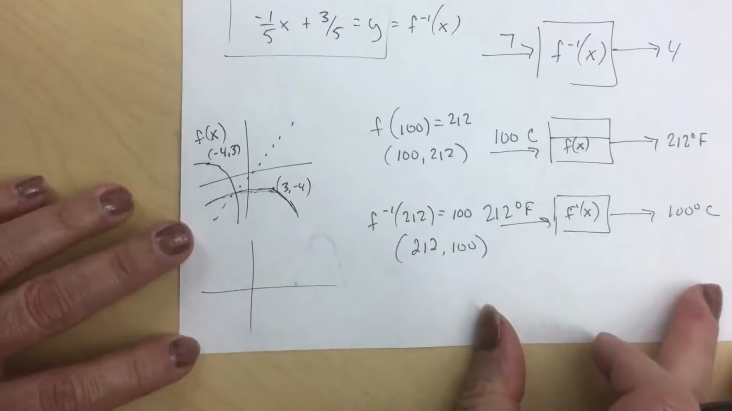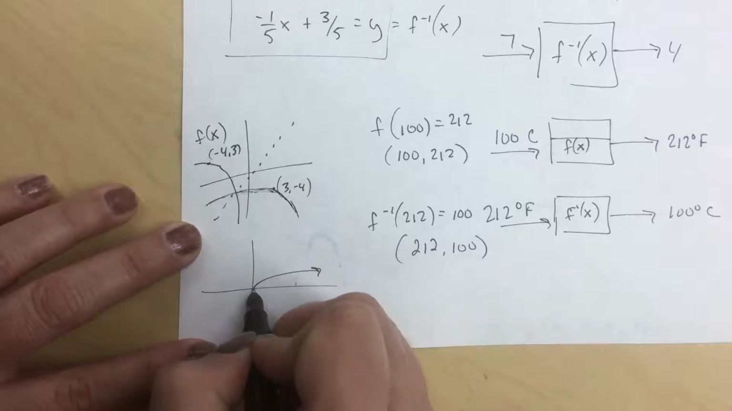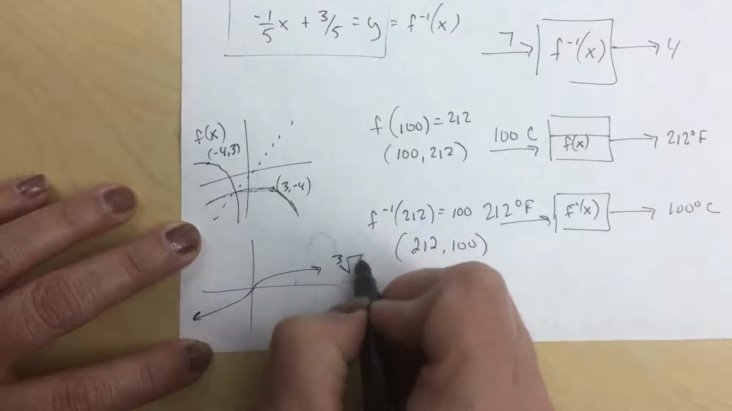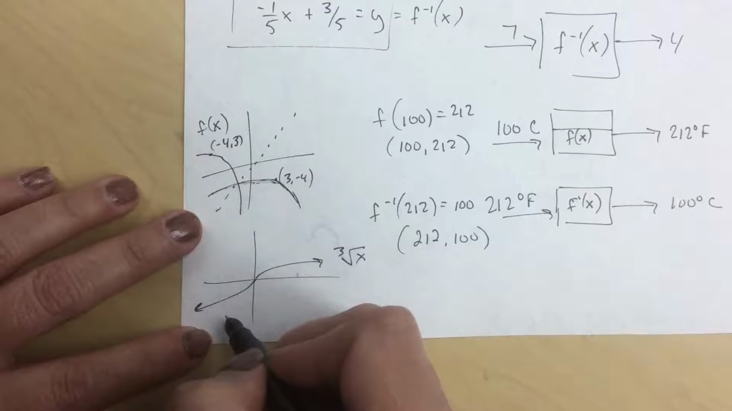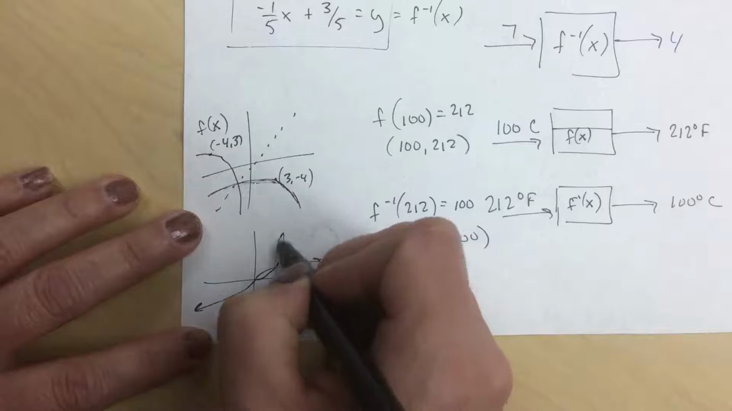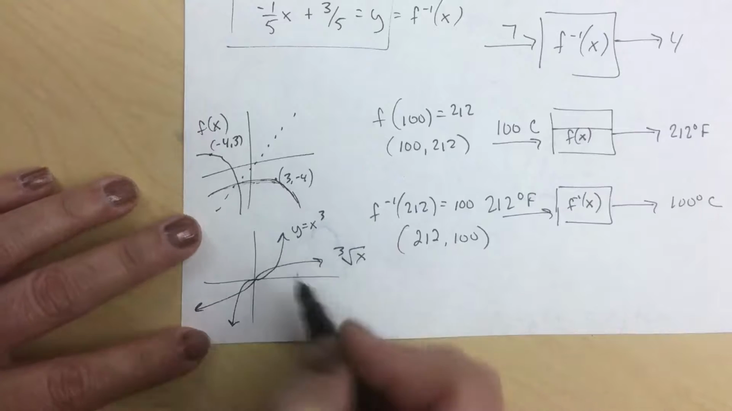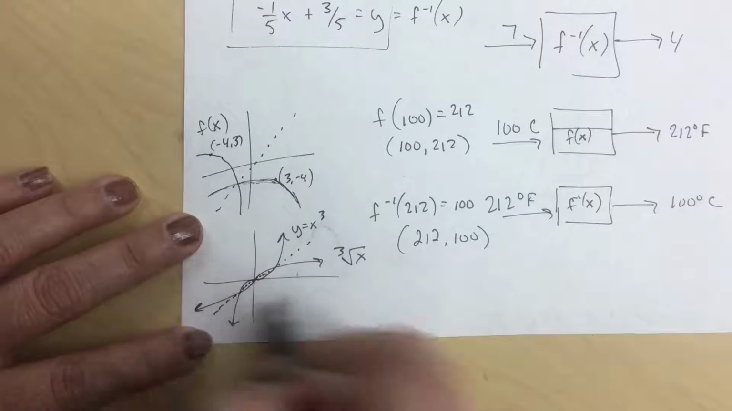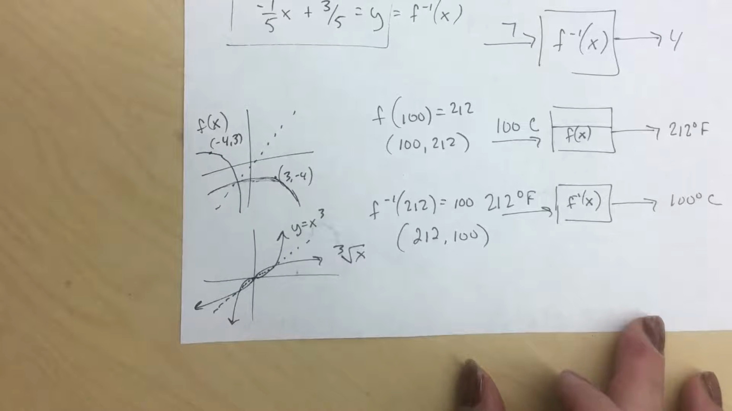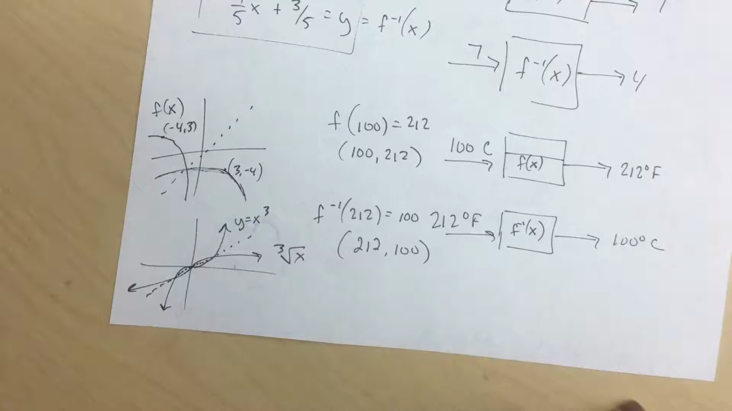Something else would be, well, let's look at the cube root of x. If you flip that over the line y equals x, then you get y equals x cubed. So the x cubed function is a reflection over that line. Okay, so you'll have to understand that for the test in our class. Another thing you'll have to be able to do is show that one function is an inverse of another. It's kind of a proof.